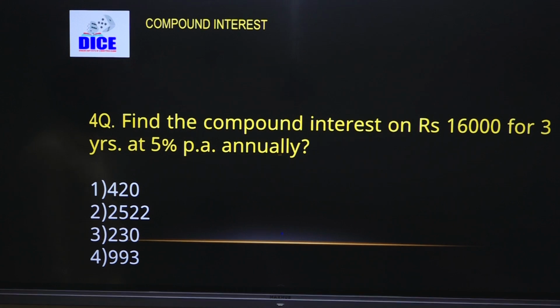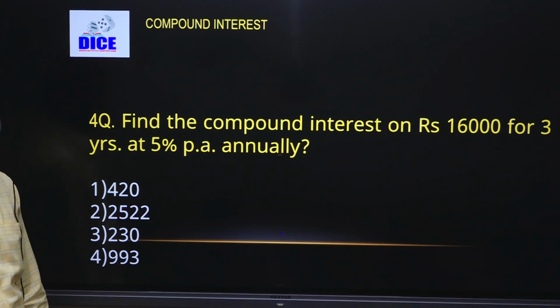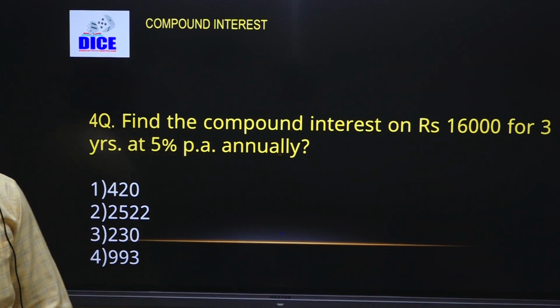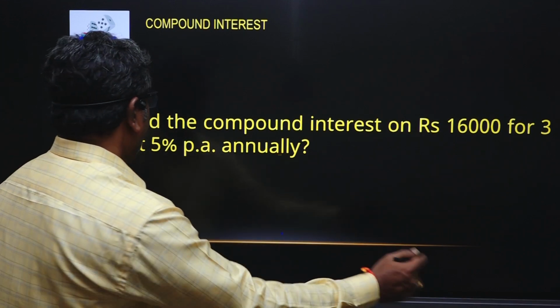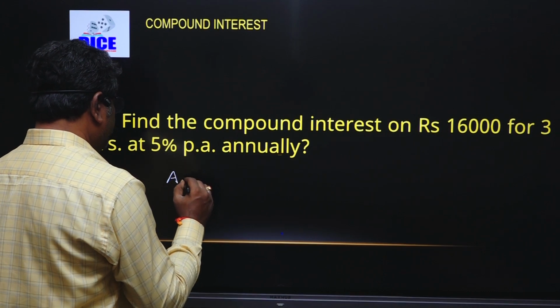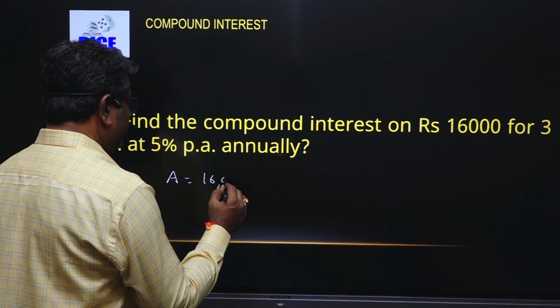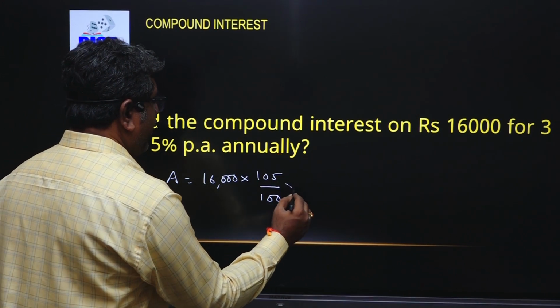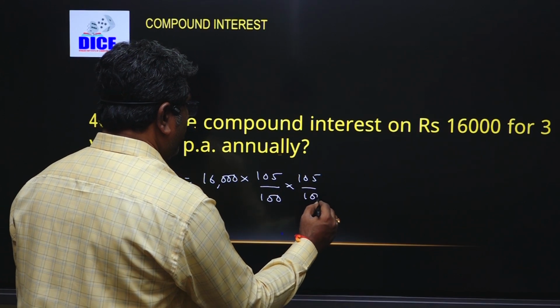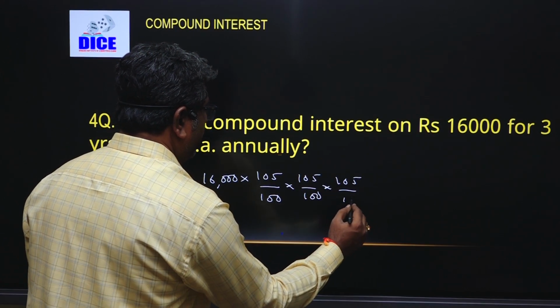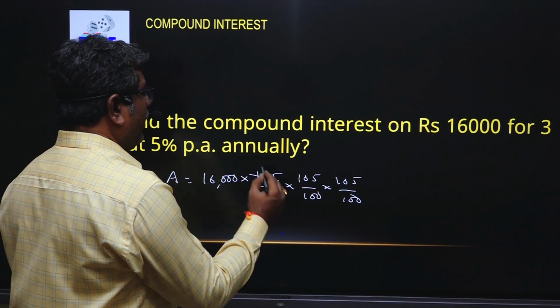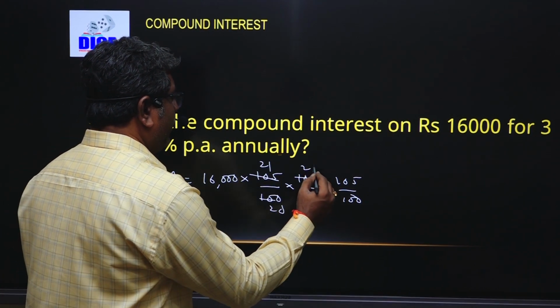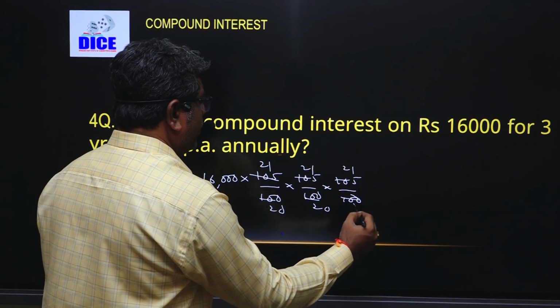Find the compound interest on rupees 16,000 for 3 years at 5% annually. Underline annually. So here amount A is equal to 16,000 into 5%, 100 + 5, 105 by 100. How many times? 3 times. 105 by 100 into 105 by 100. See the cancellation: 21 times, 20 times, 21 times, 20 times, 21 times, 20 times.